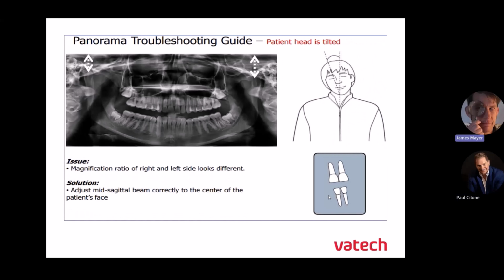Paul, let you talk about this one here where maybe the head's tilted one way or the other. Yeah. So we can see on that image on the right there, they're just tilted way too much to the right. So aligning your mid-sagittal beam through the center of the head will avoid this issue. Yeah, and then the result, if they are positioned like this, is you get magnification on one side, the right side versus the left side on your panoramic itself.